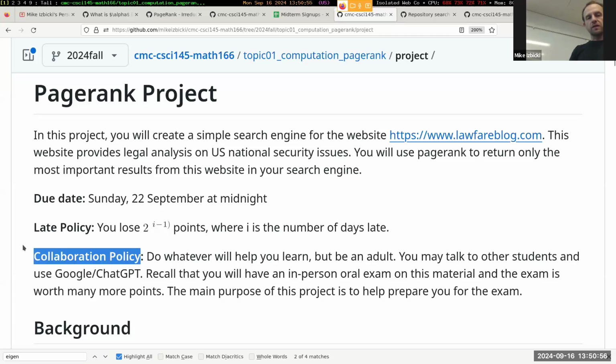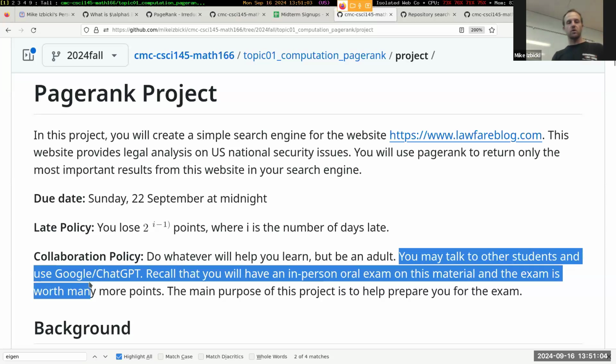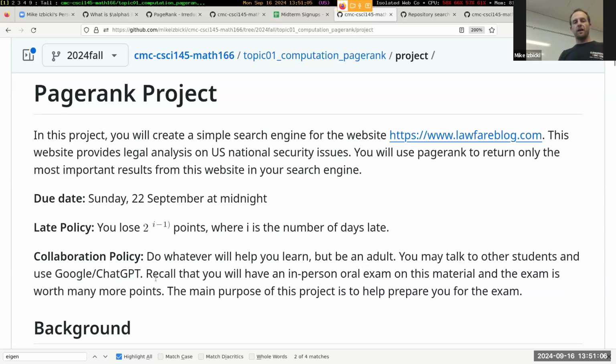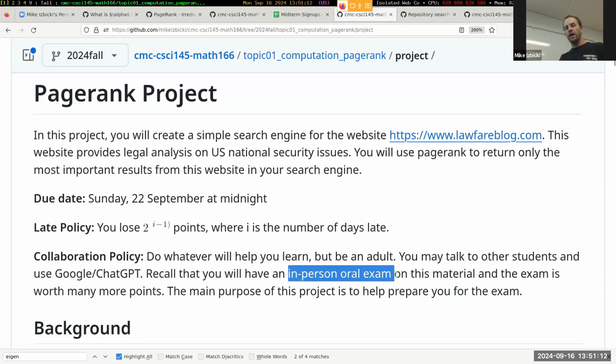Your collaboration policy for this assignment is you can do whatever you want that will help you learn, but be an adult about it. You may talk to other students. You may use Google, ChatGPT. But again, the real point of this assignment is that you are going to have an in-person oral exam with me, and you'll have to be able to explain all of these concepts to me. And so the purpose of this assignment is to help you understand that.